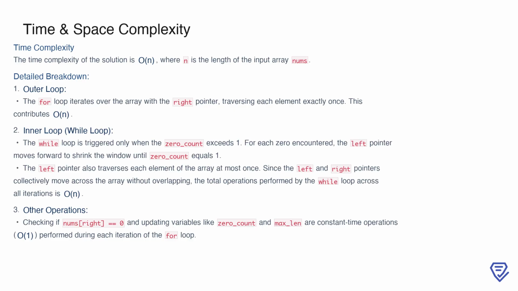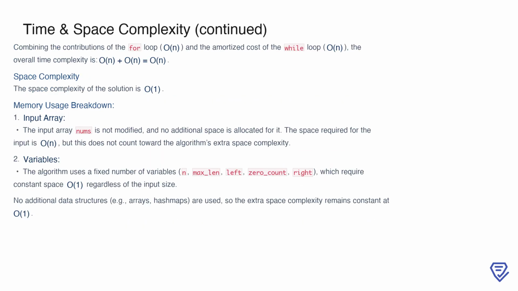Lastly, other operations, such as checking if nums[right] equals 0 or updating variables like max_len and zero_count, are constant time operations, O(1), performed during each iteration. These operations are negligible in comparison to the O(n) contributions of the loops. When we combine the contributions of the for loop, which is O(n), with the amortized cost of the while loop, which is also O(n), the total time complexity becomes O(n) plus O(n), simplifying to O(n).